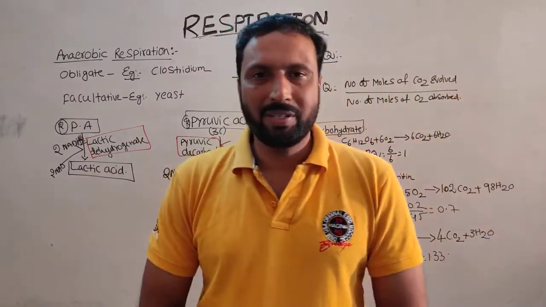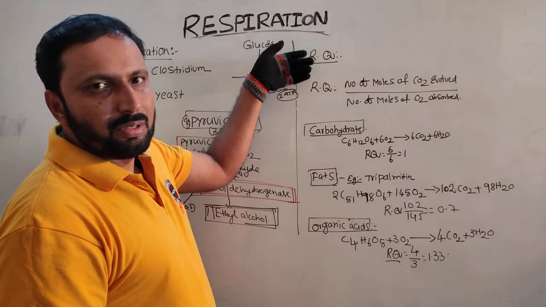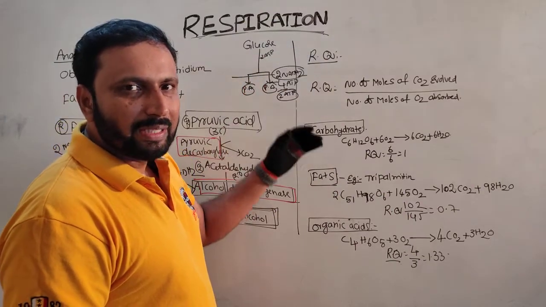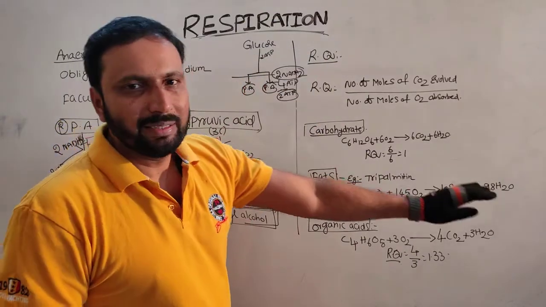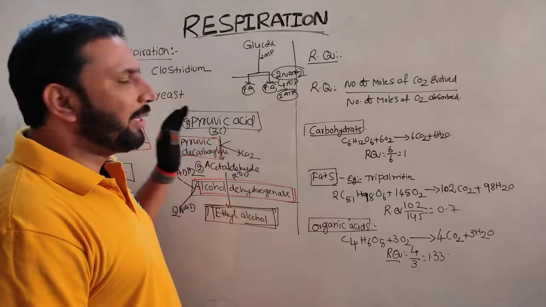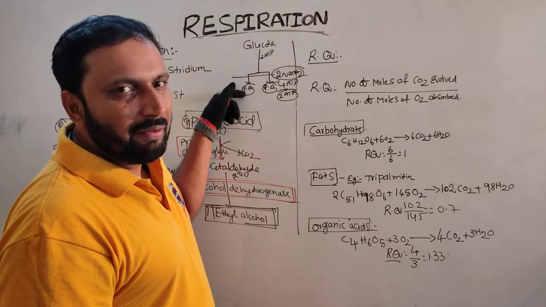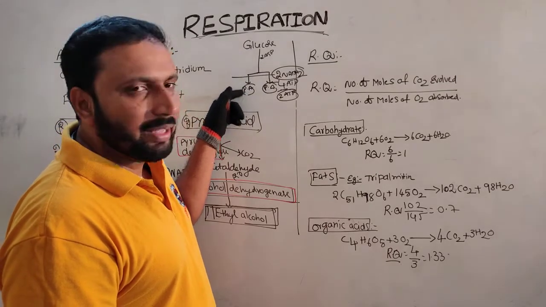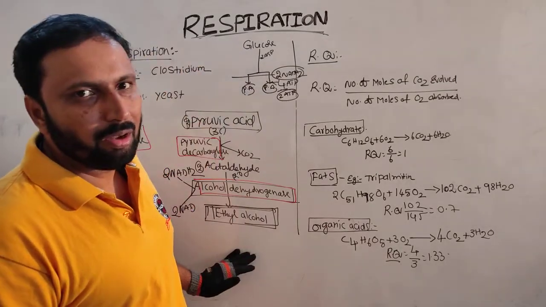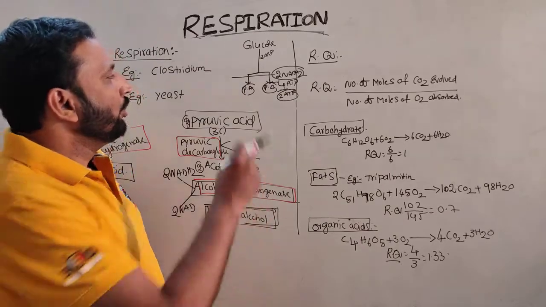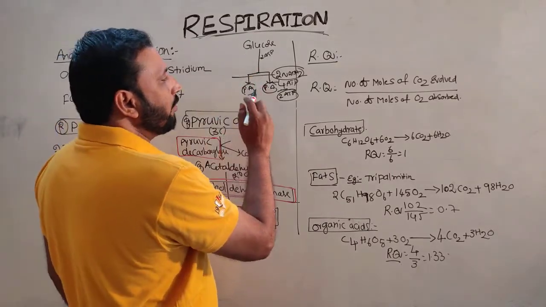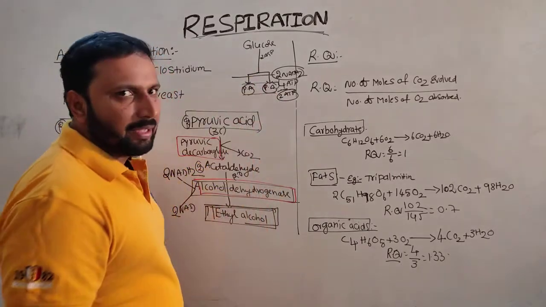In aerobic respiration, the glucose is completely oxidized, synthesizing ATP. In anaerobic respiration, that glucose is converted into pyruvic acid, then the pyruvic acid is fermented to ethyl alcohol. That is the process. The end product of glycolysis is two molecules of pyruvic acid.